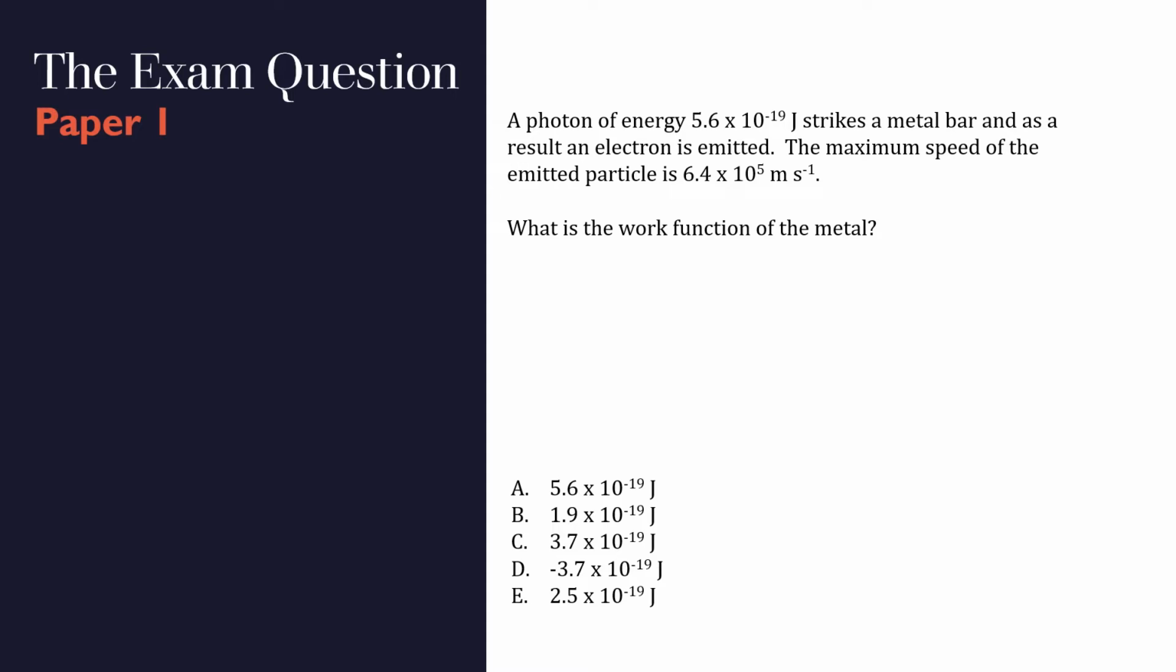A photon of energy 5.6 times 10 to the negative 19 joules strikes a metal bar, and as a result, an electron is emitted. The maximum speed of the emitted particle is 6.4 times 10 to the 5 meters per second. What is the work function of the metal?